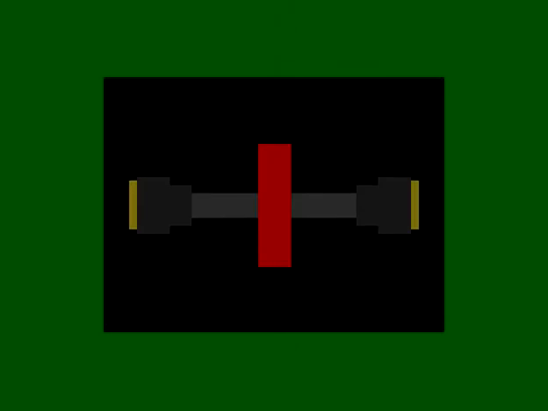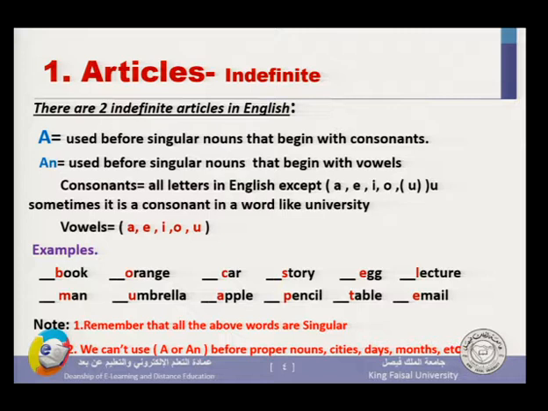If the word starts with a consonant, the A is used. Say I say a cat, a cow, a boy. But if the word starts with a vowel, such as E, A or O, we have to use an. So we say an orange, an apple, for example, an interesting lesson. So if the word starts with a vowel, the an is used.